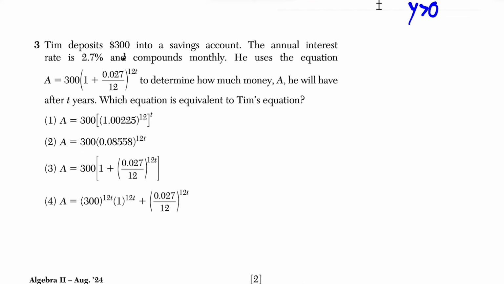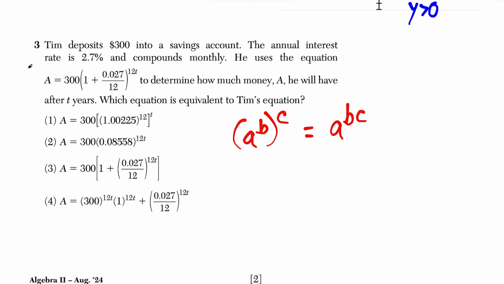Question 3, Tim deposits $300 into a savings account and the annual interest rate is 2.7% and compounds monthly. He uses the equation given here to determine how much money A he will have after T years. Which equation is equivalent to Tim's equation? For this one, there's one exponent property that we really have to know: when you take A to the B and you raise it to the C power, this is equal to A to the B times C.